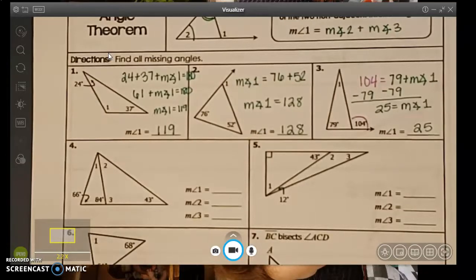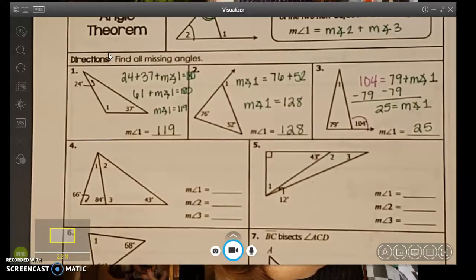All right, so as far as 4 and 5 go, remember these ones were a little bit tricky. You have to find the measure of different angles here. So we're not going to do too many of these. I just want to go over a couple. I'll just go over 4 and 5 and then we'll move forward.